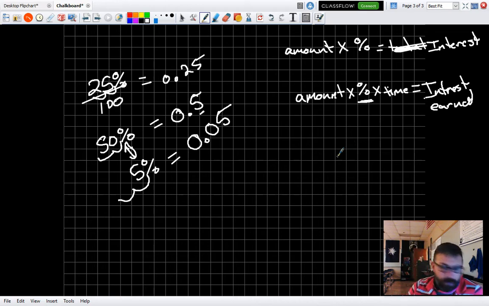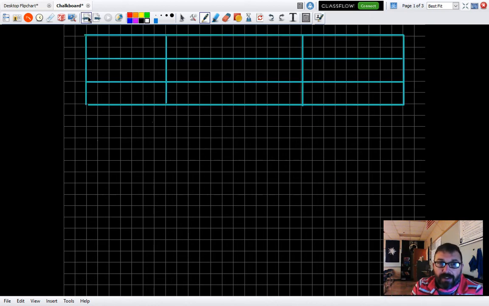I think those are the formulas that we're going to need. The one other thing we need to remember is that if it's asking for a total, you always have to add your original amount back in. Okay, so let's take a couple looks at these.